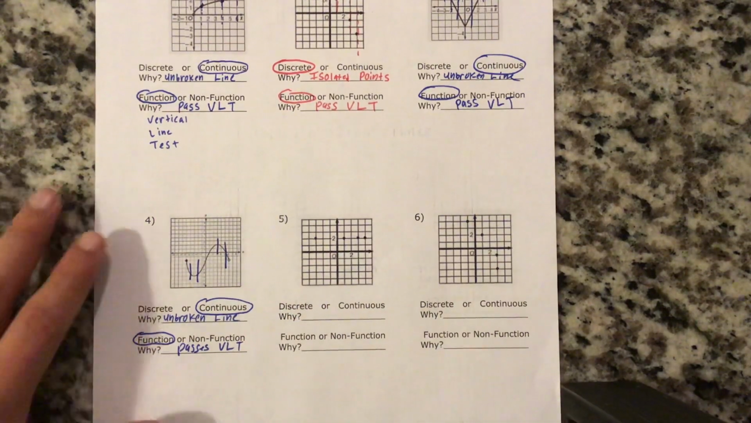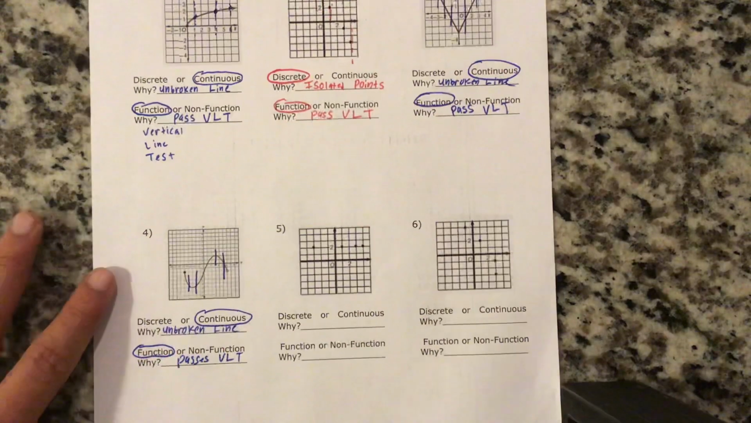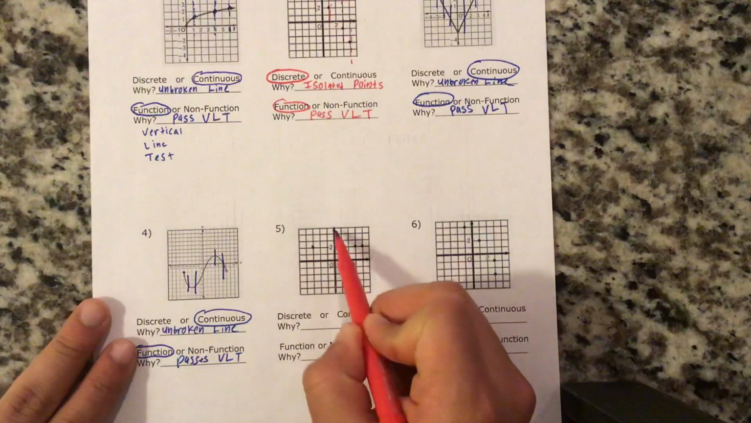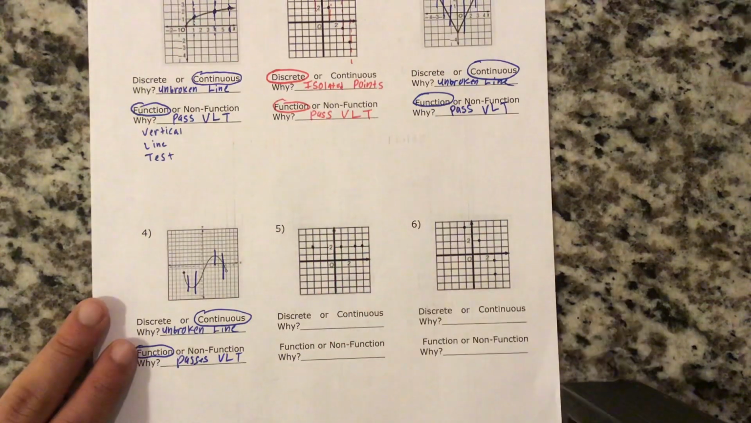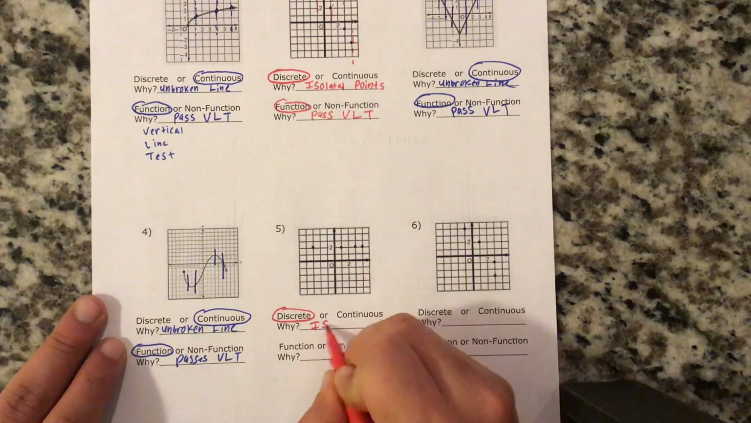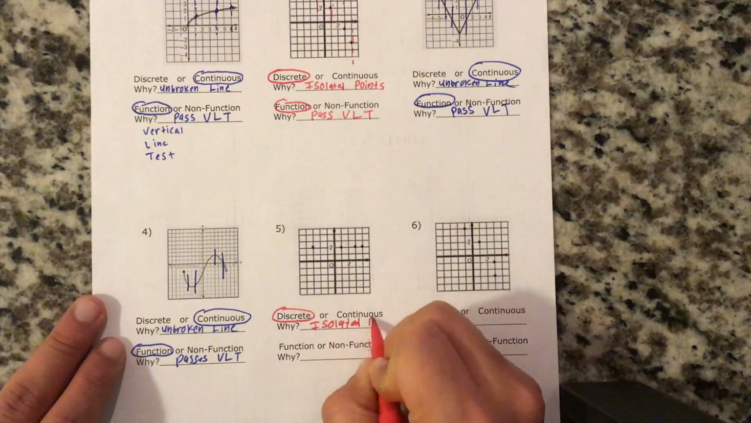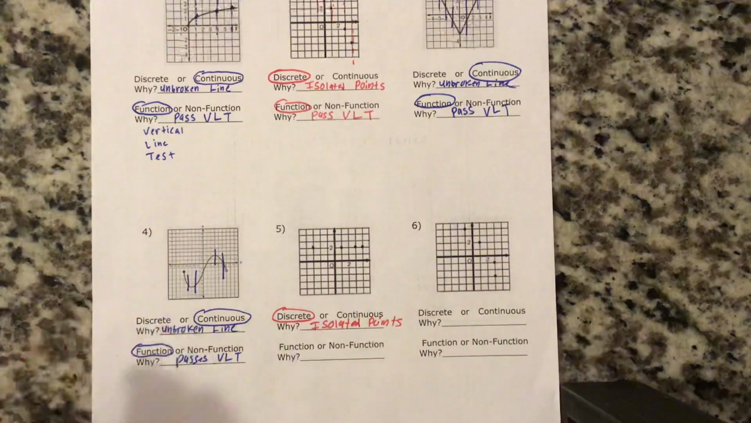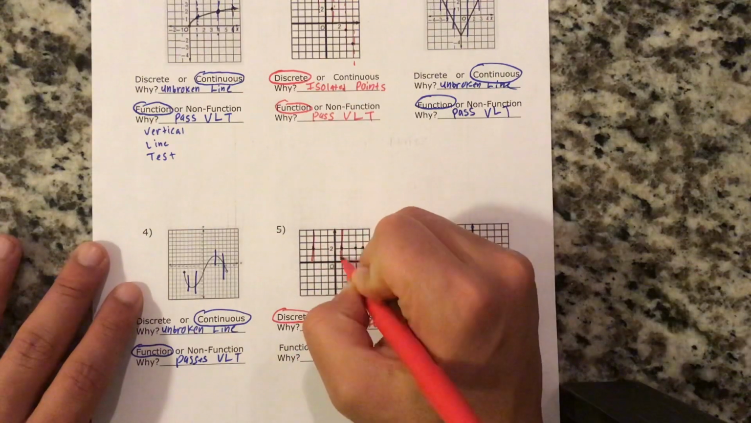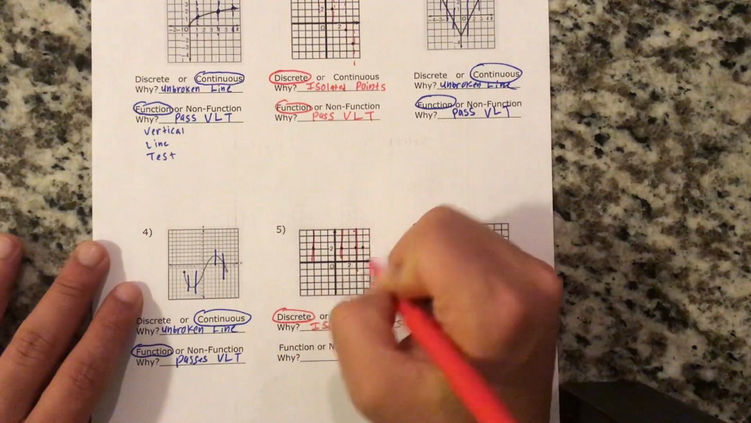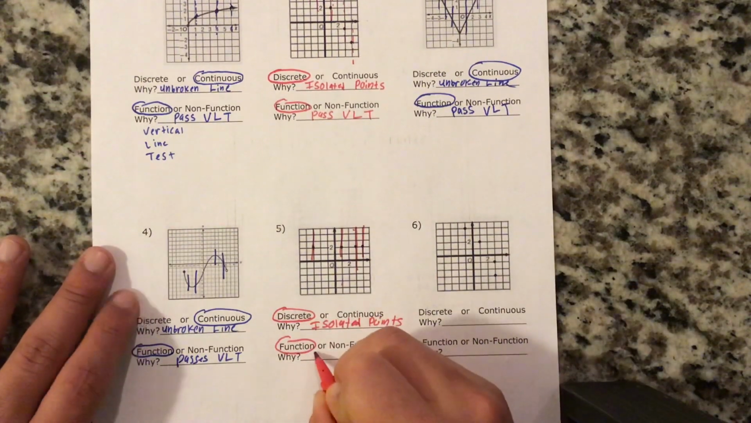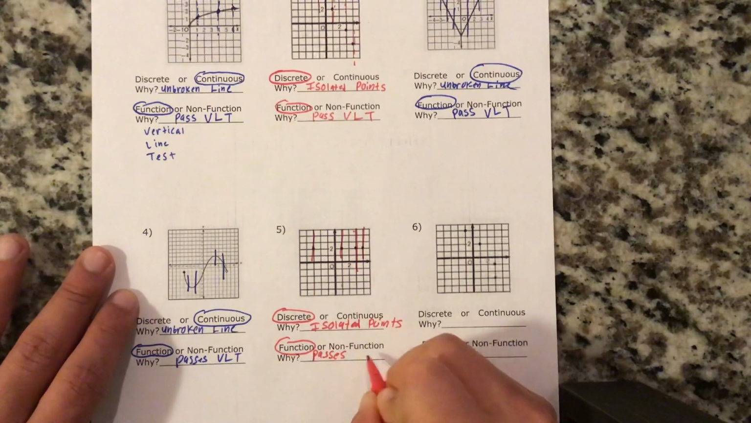Okay? Next one, number 5. So number 5, hopefully y'all can see the pattern already. We have some random dots. So I have a dot here, a dot here, here, and here. So to go to each point, I had to pick up my pen, so that is discrete, because they are all isolated points. Okay. And then function or not a function, vertical line test. So that one hits at 1 point, hits at 1 point, hits at 1 point, hits at 1 point. So this is a function. So why? Because it passes the vertical line test.